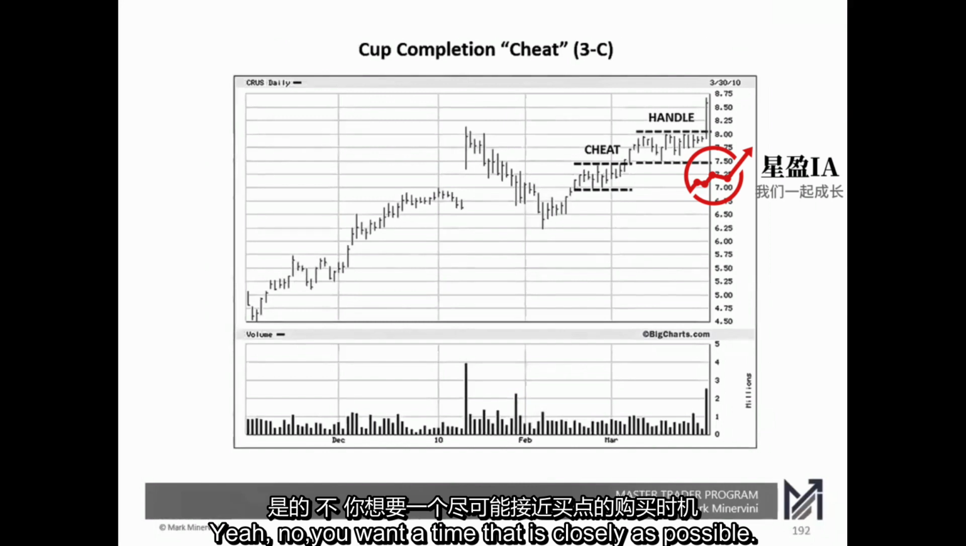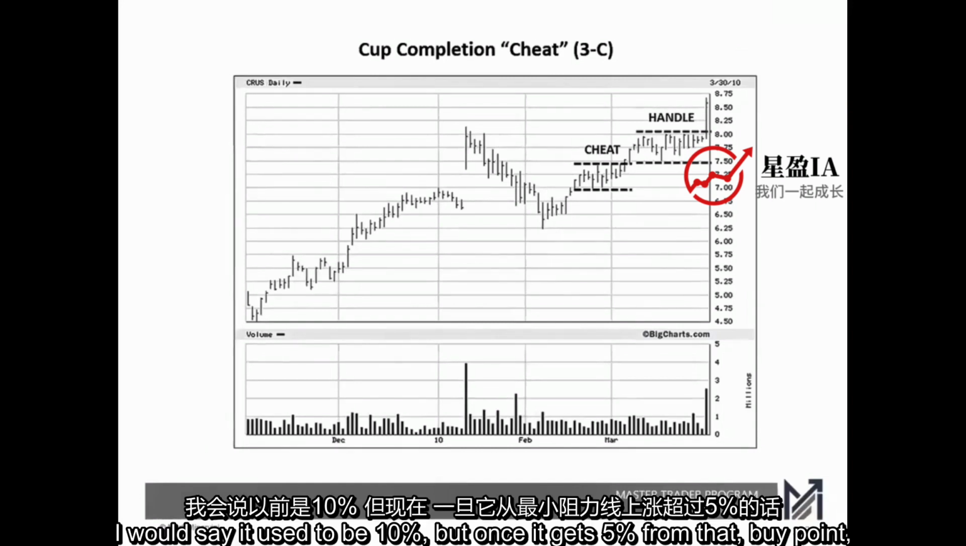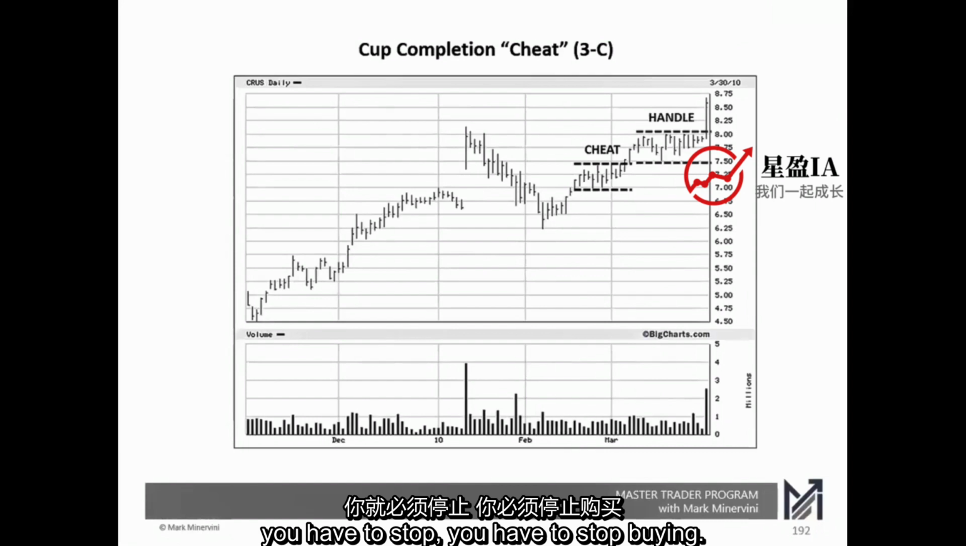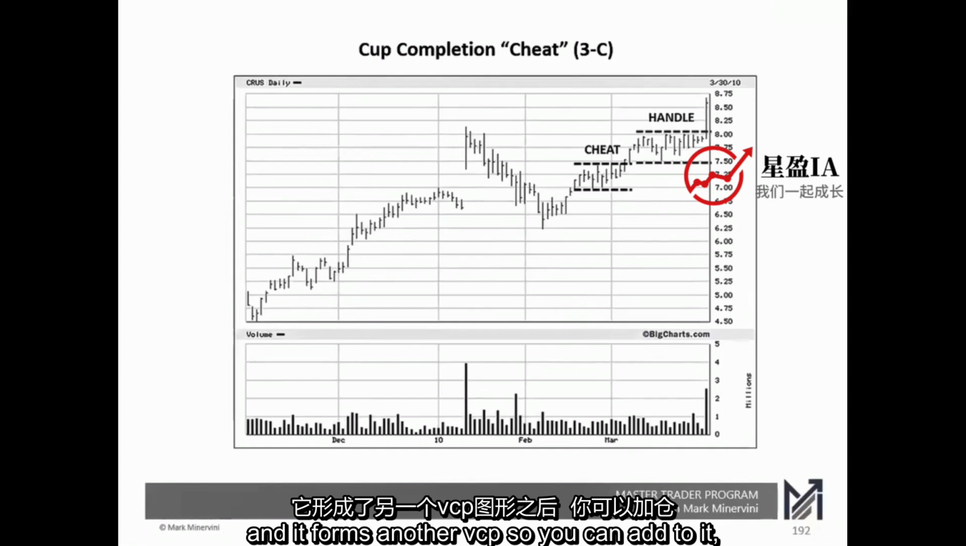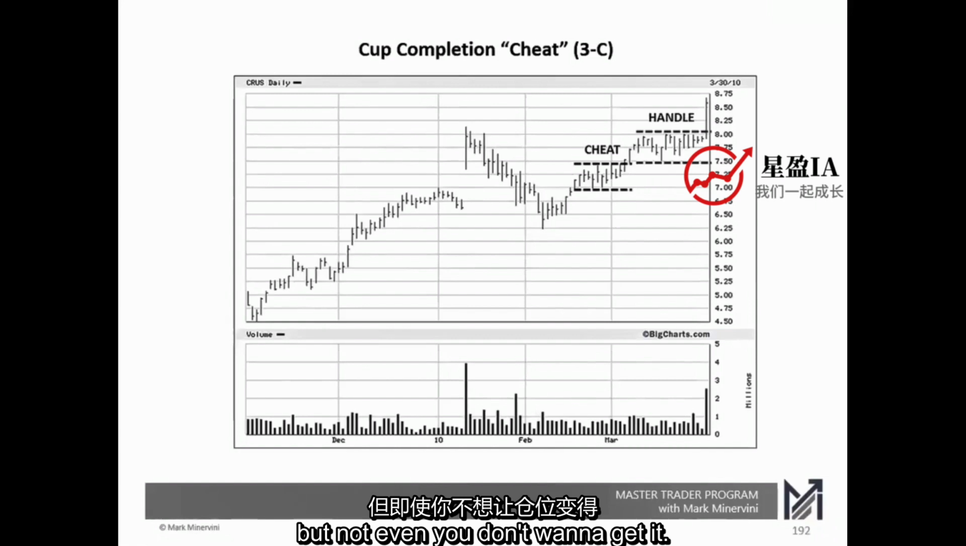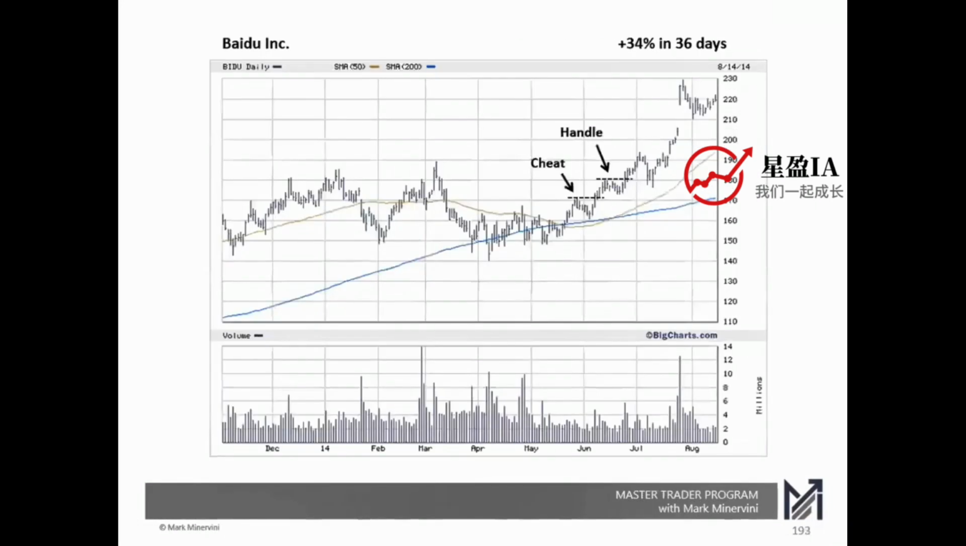Yeah, no, you want to time it as closely as possible to right when the stock is moving out. I would say it used to be 10%, but once it gets 5% from that buy point, you have to stop buying. You can buy again only when it goes up and it forms another VCP. So you can add to it, but you don't want to get the position too big right at the beginning. You have to have some money management techniques and let it go once it's broken out.